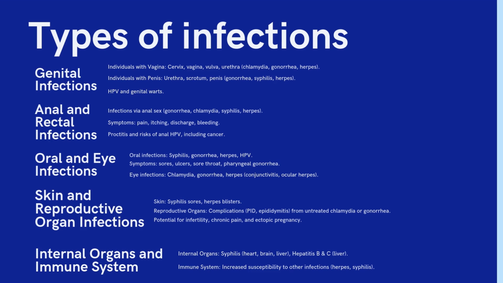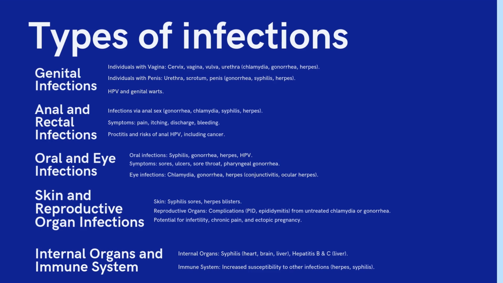Untreated STDs can lead to several complications in the reproductive system. For example, untreated chlamydia and gonorrhea can lead to pelvic inflammatory disease, PID, in individuals with a uterus, causing inflammation and scarring of the fallopian tubes, uterus, and surrounding tissues, potentially resulting in chronic pelvic pain, ectopic pregnancies, or infertility. In individuals with a penis, untreated gonorrhea or chlamydia can lead to an infection of the tubes that carry sperm, causing pain, swelling, and in rare cases, infertility.